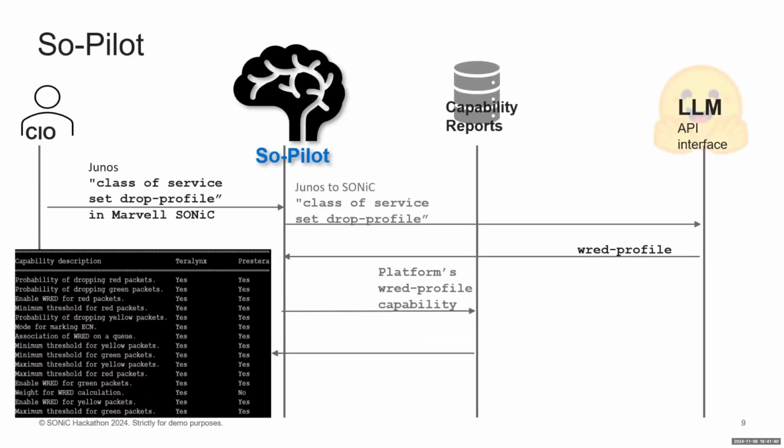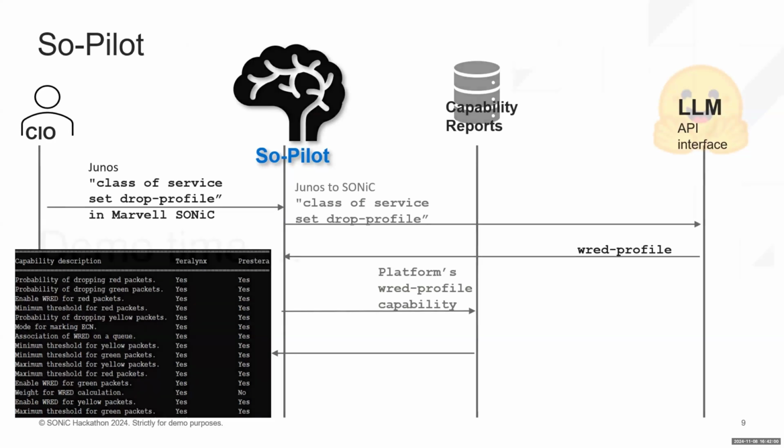Now let us see how SOAPilot operates. When a user sends a natural language query to SOAPilot, SOAPilot calls an LLM to translate it to equivalent SONiC configuration. This SONiC configuration is correlated with the platform capability reports and then sent to the user in human readable format. Time for our demos.